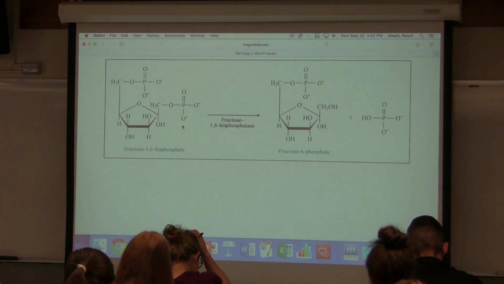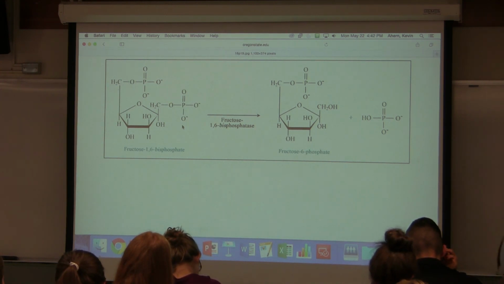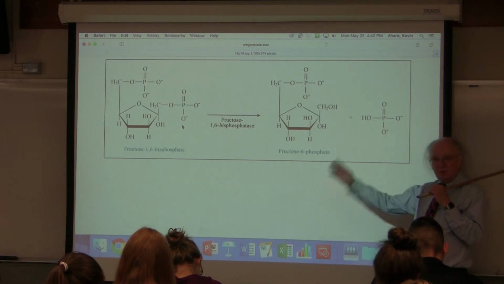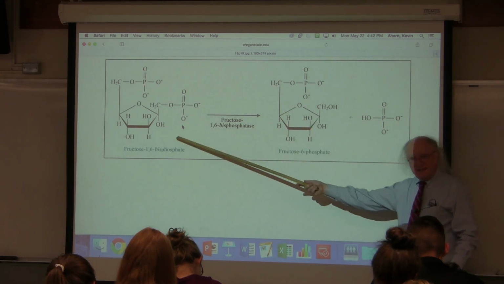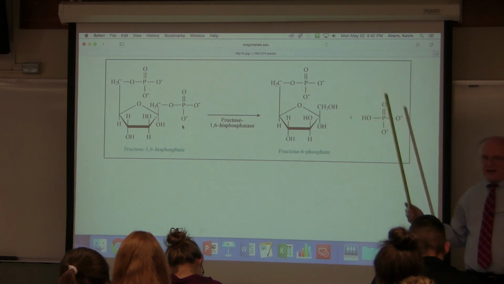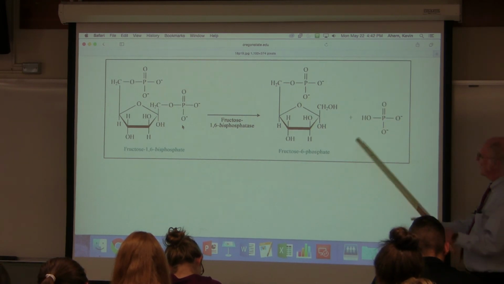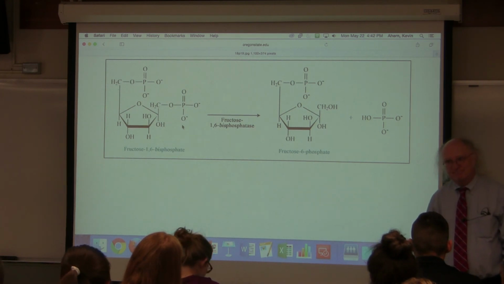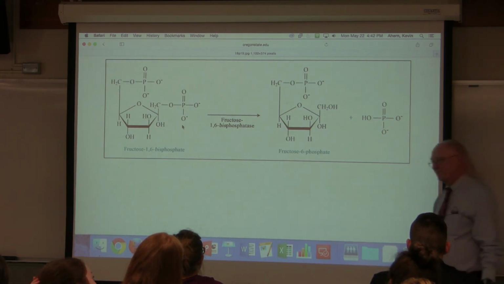F16BPase. That's the enzyme that replaces PFK. I'm sorry? It's a good question, this makes the reaction energetically favorable. If we had to try to remake that ATP, it would be energetically unfavorable.